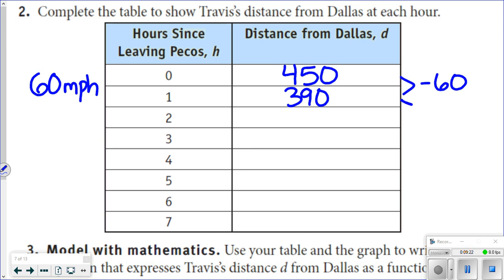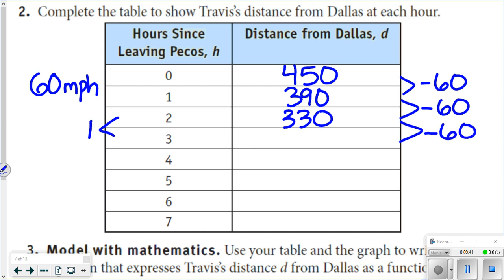Then in another hour, he's driven another 60 miles, so we're 60 miles closer, so we're going to subtract 60 again. So we're at 330. He's driven another hour here, so that means we've gone another 60 miles. So now we're at 270. Subtract 60 again, keep going, you can do it.